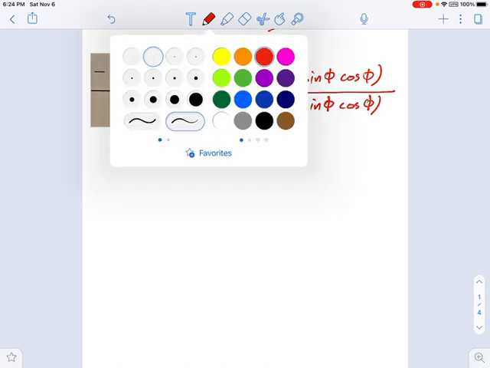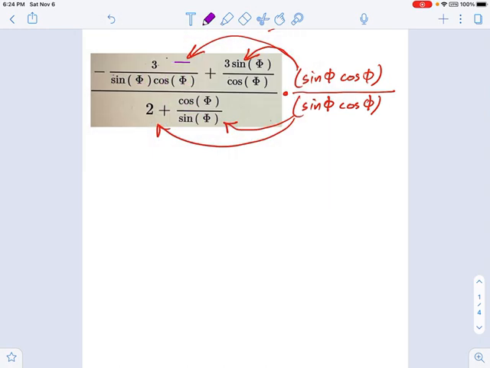And let's focus on top left. Okay, I'm going to put that one in purple here. I want to talk about this one right here. As you multiply -3 over sine cos times sine cos, see, it's going to cancel out the denominator. And all you have left is -3.